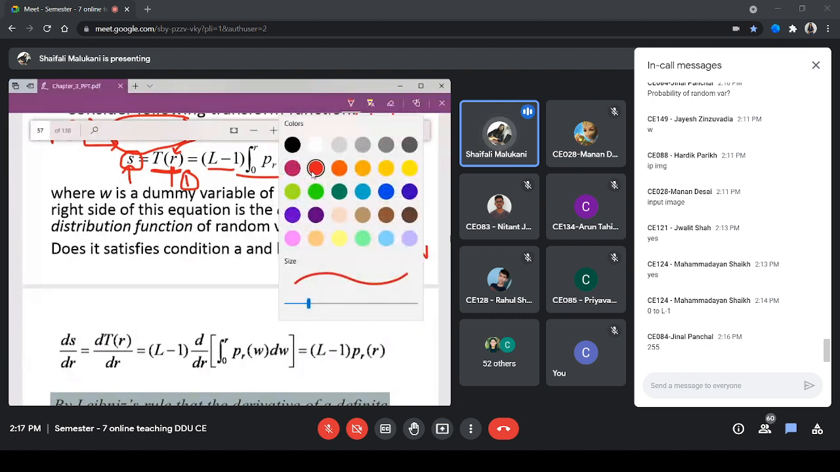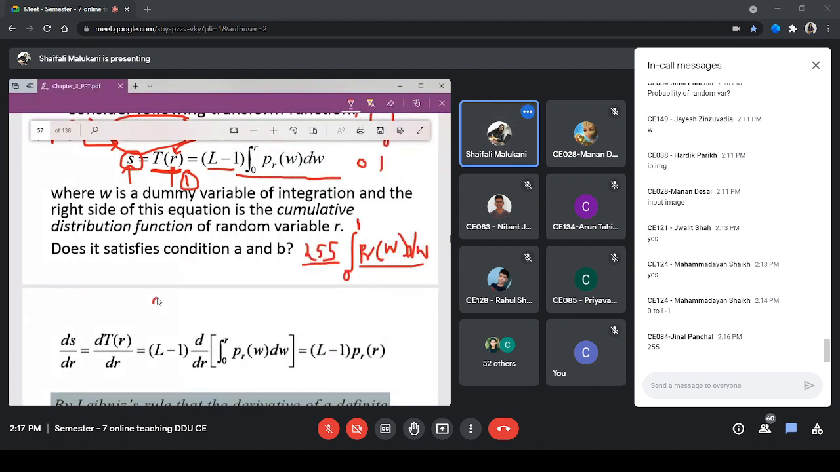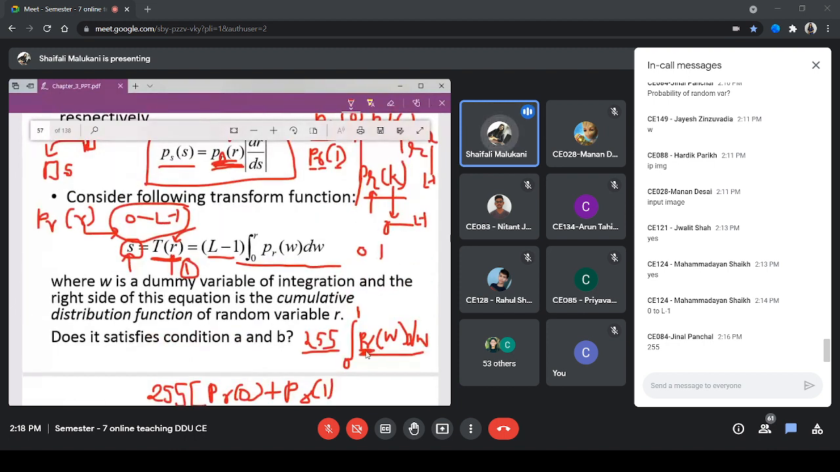If you understand it in terms of this discrete summation, then it will look like 255 into probability of 0 plus probability of 1, because W can take only two values here. Why? Because my input probability is not defined for any other intensity. What is the probability of occurrence of 1.5 or 0.5 value? 0.5 intensity is not defined.